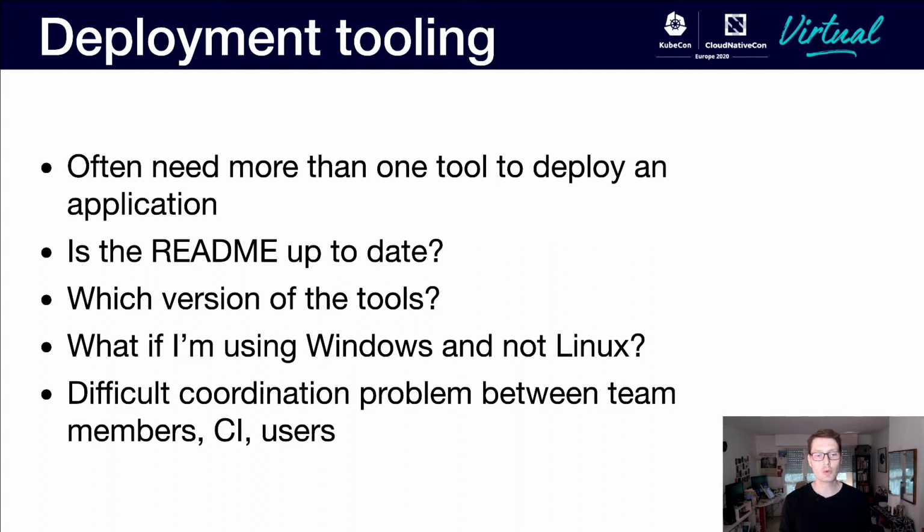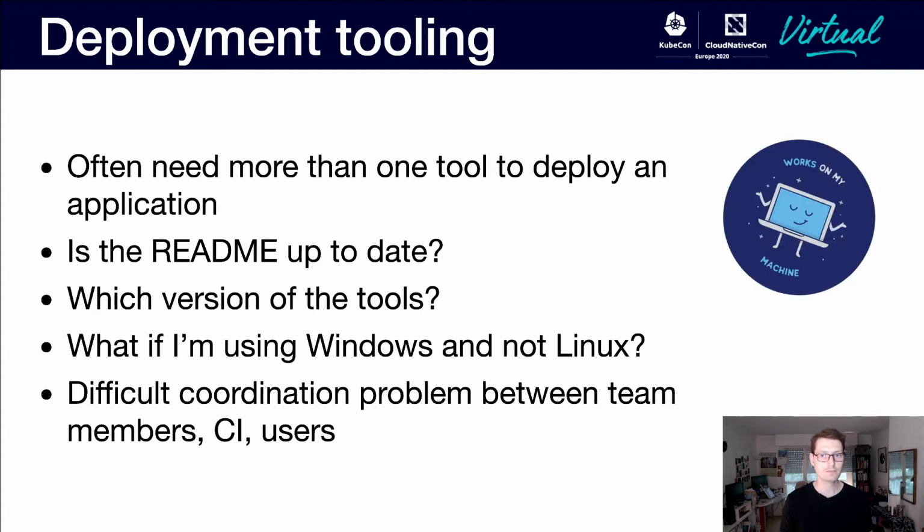These are difficult coordination problems to solve between you and your team, as well as your computer and the CI and your users, especially if you're building end user applications. And this leads to one of my favorite sayings, works on my machine, which is a way for developers to basically say, I got it working, I'm not that interested in making it work for you.